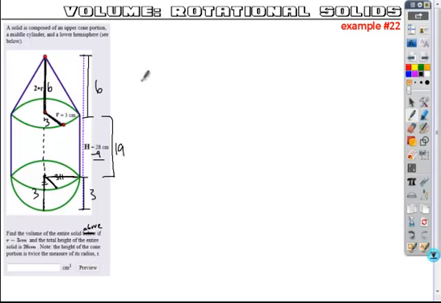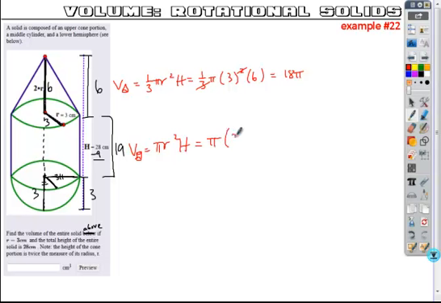Okay? And so what you can do now is find the volume of each of those individual pieces. The volume of the cone is going to be 1/3 pi r squared h, where the radius is 3, the height was 6. This 3 cancels with one of the 3's, leaving 18 pi. The volume of the cylinder is pi r squared h, where the radius is 3 again, and this time the height is 19. 3 squared is 9. 9 times 19 gives you 171 pi for the total.